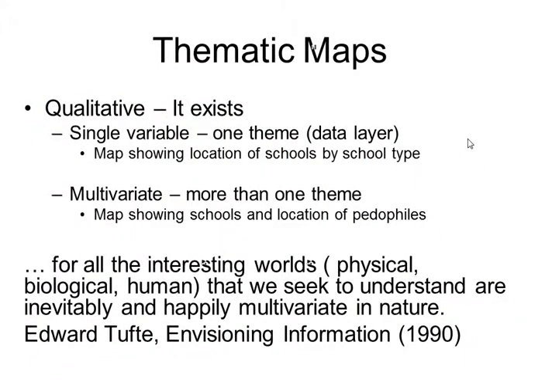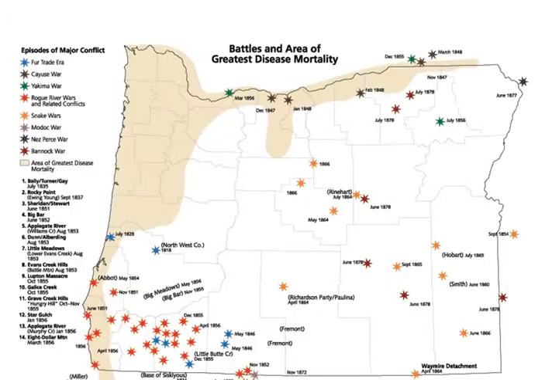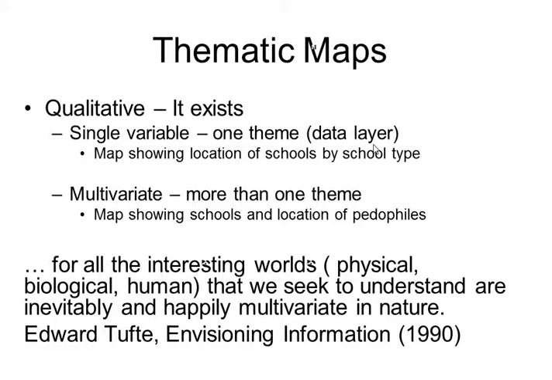You can have one variable, which is called a single variable. So I'm going to map the schools by school type. Or I could have a multivariate. So I could show all the schools and location of pedophiles, right? So, I could do group homes and identify the group home by the type of group home. Senior group home, disabled group home, criminal, what are they, halfway houses?